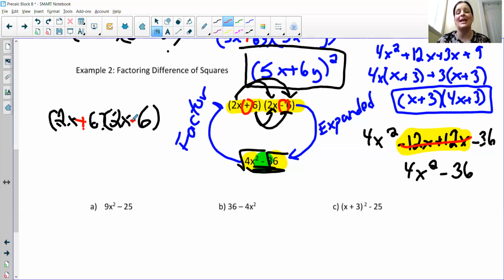I always like to put my negative in the second bracket in case it's one of these cascading questions that can be further factored later on. I'm going to show you examples of what those look like. All right, so pause the video here and try A, B, and C.